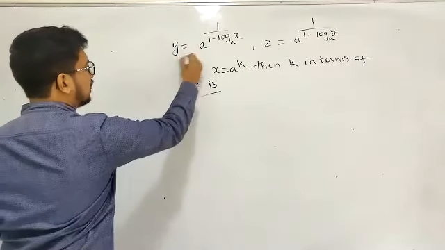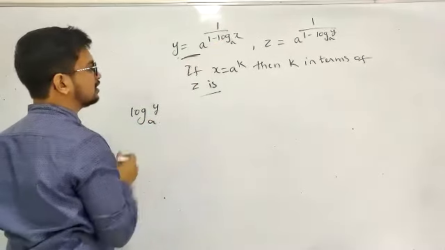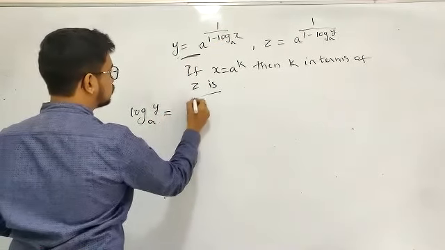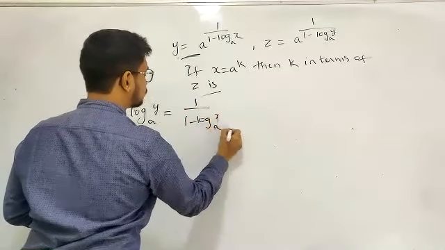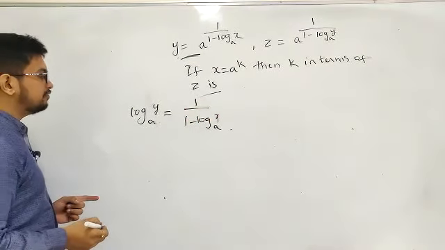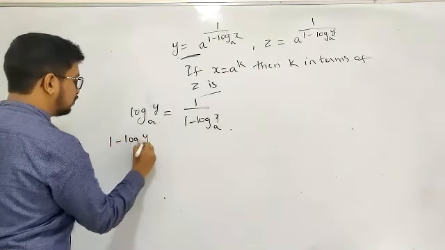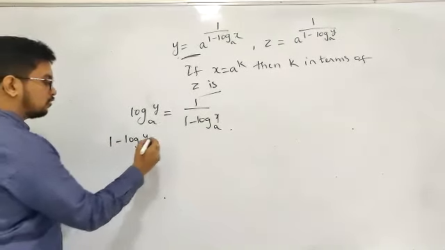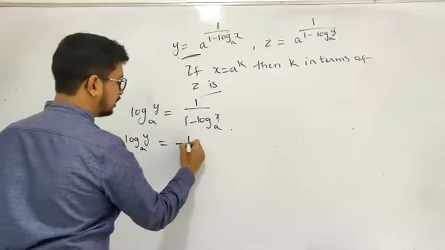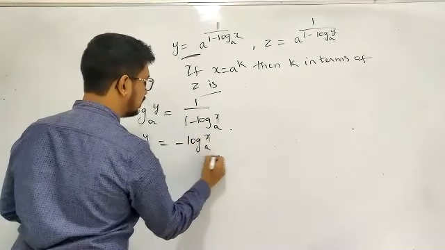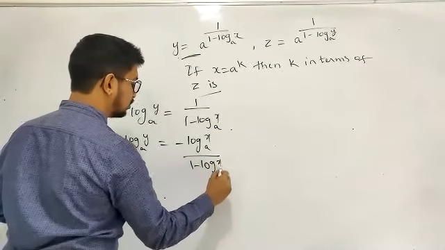So take logarithms here. We'll be getting log y to the base a. This is exponential form. So this will be something like 1 by 1 minus log x to the base a. Log y to the base a will be 1 minus 1 by log x to the base a. So we'll be getting 1 minus log y to the base a. This value will be 1 minus this value, so we'll be getting minus log x to the base a, divided by 1 minus log x to the base a.